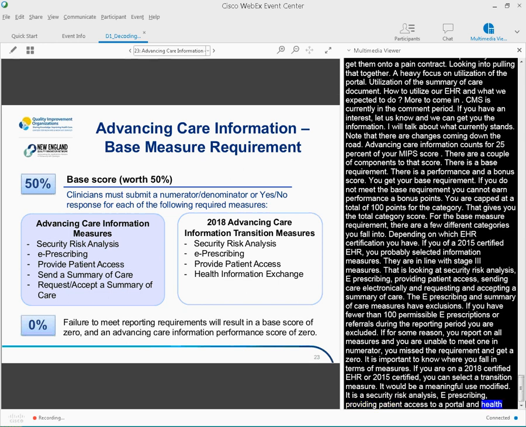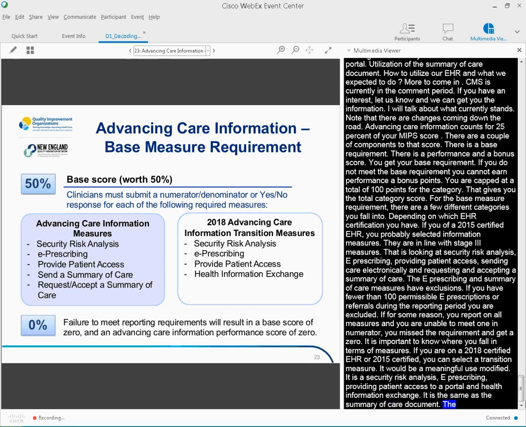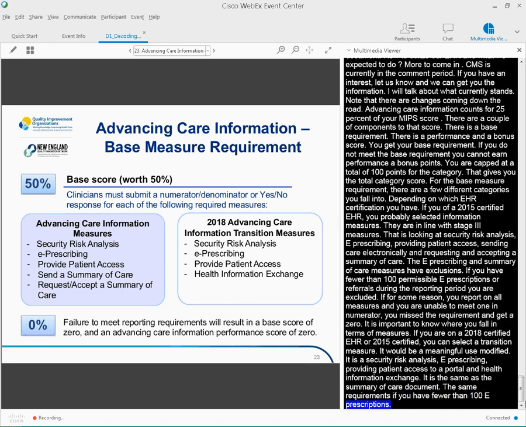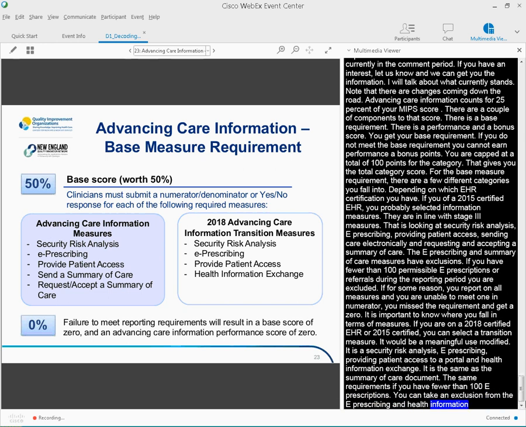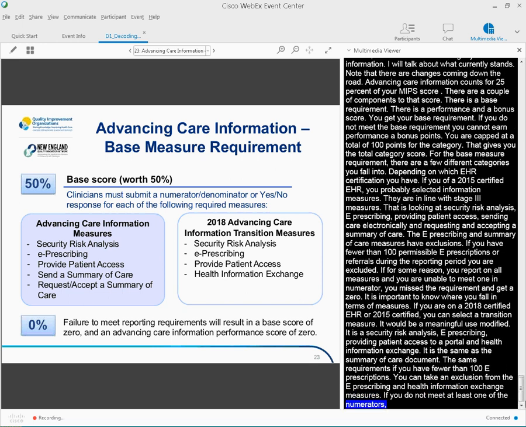Same requirements: if you have fewer than 100 e-prescriptions or fewer than 100 referrals or transitions, you can take an exclusion from the e-prescribing and health information exchange measures. If you don't meet at least one in the numerator, you are also not able to get performance measures and you would lose the base score.